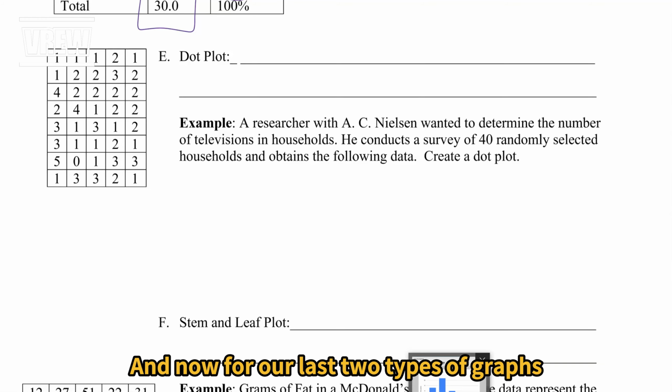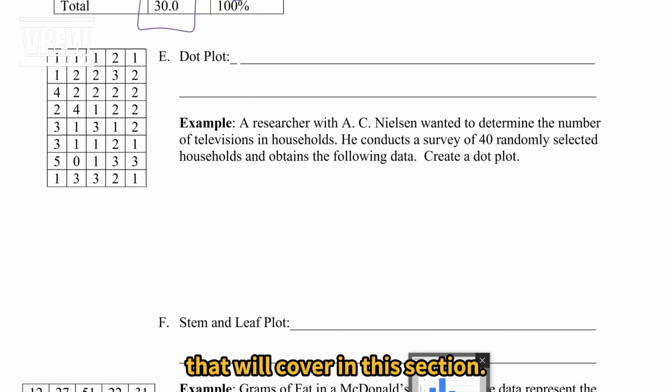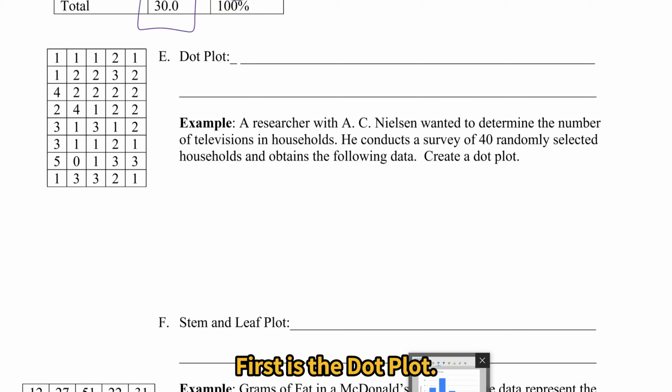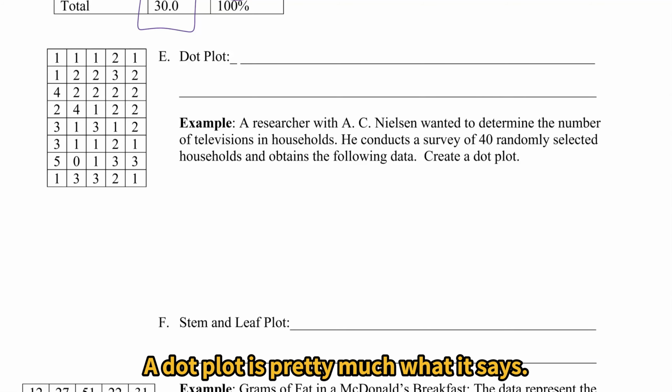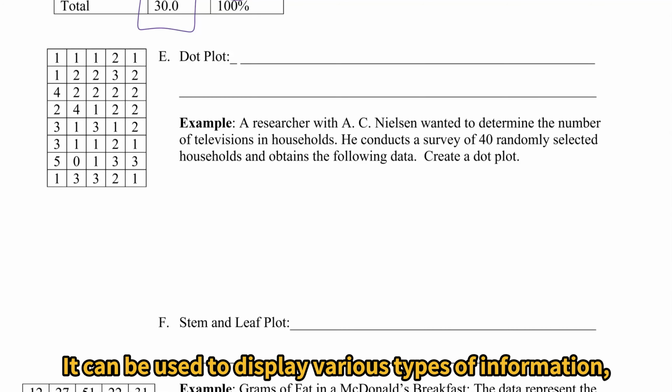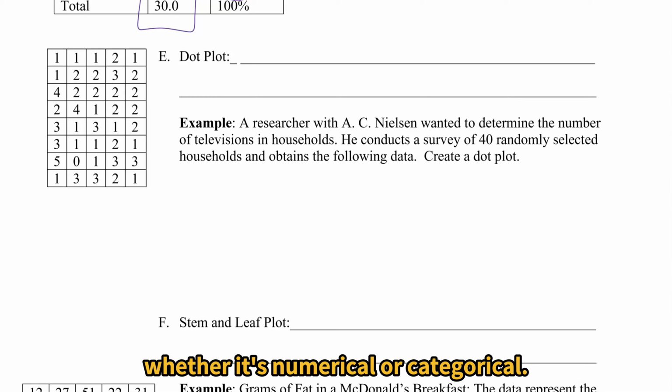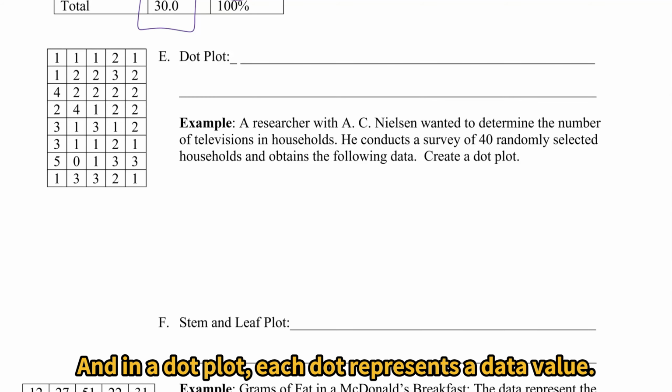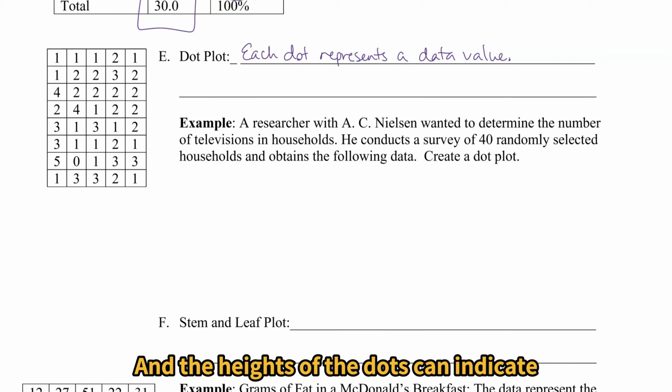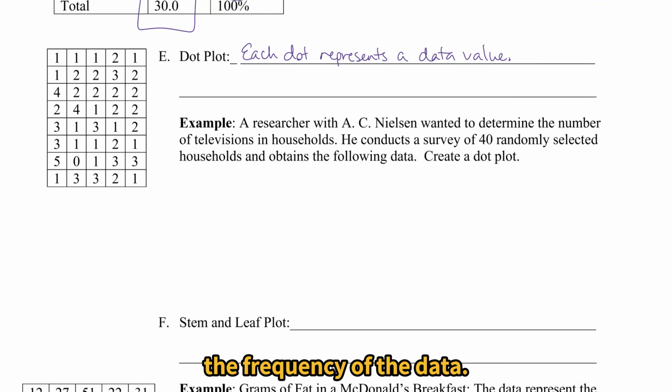And now for our last two types of graphs that we'll cover in this section. First is the dot plot. A dot plot is pretty much what it says. They can be used to display various types of information, whether it's numerical or categorical. And in a dot plot, each dot represents a data value. And the heights of the dots can indicate the frequency of the data.